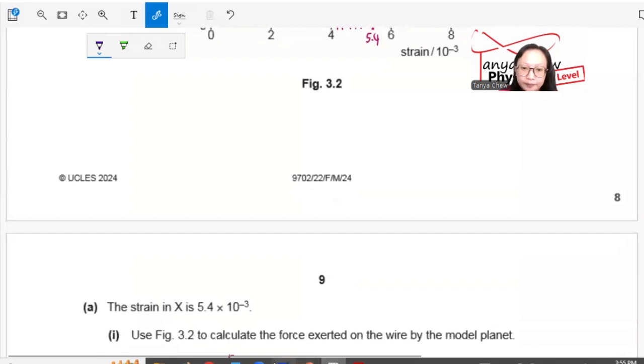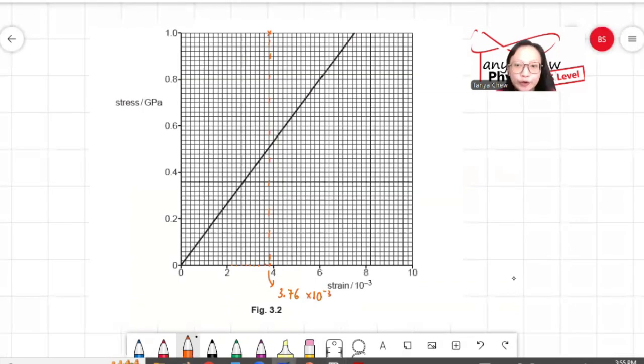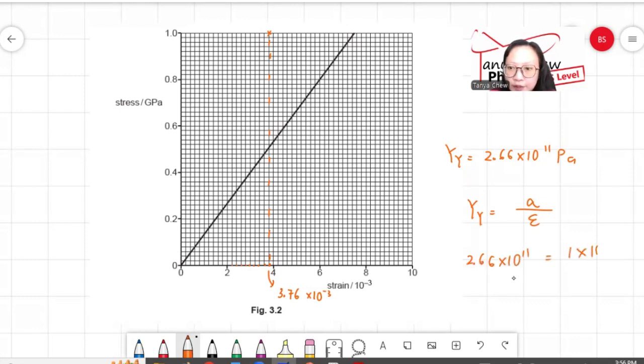So I do my homework here. Young modulus of Y is equal to 2.66 times 10 to the power of 11 Pascal. You know, Young modulus is equal to stress over strain. Let's say the stress I want to take at 1. So 2.66 times 10 to the power 11 equals 1 times 10 to the power 9, and I find my strain at that point. So the strain of wire Y that I'm supposed to get is 3.76 times 10 to the power negative 3. So this is the point that I got.